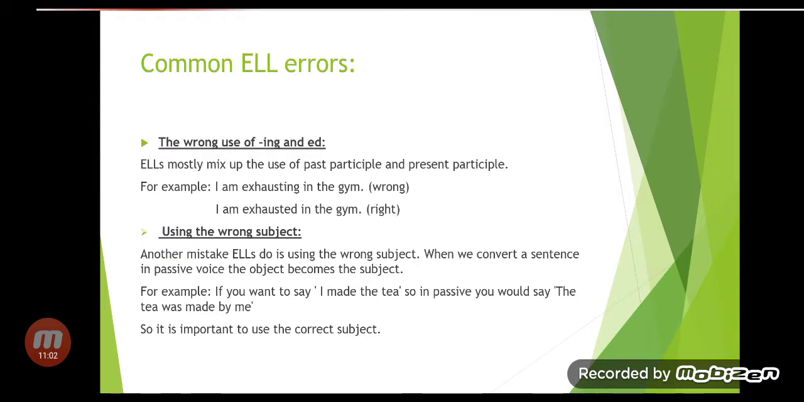The third error that ELLs make is they use the wrong subject. When we are converting a sentence into passive voice, we know well that the object becomes the subject, right? So if we are using the wrong subject, we would not be able to convert it into the passive voice. We have to always use the correct subject. If I want to say I made the tea, in passive it would be the tea was made by me. In this sentence, if the active voice is written somewhere and the subject is written wrong, we would not be able to convert it, right? So these are some of the errors that ELL learners make.